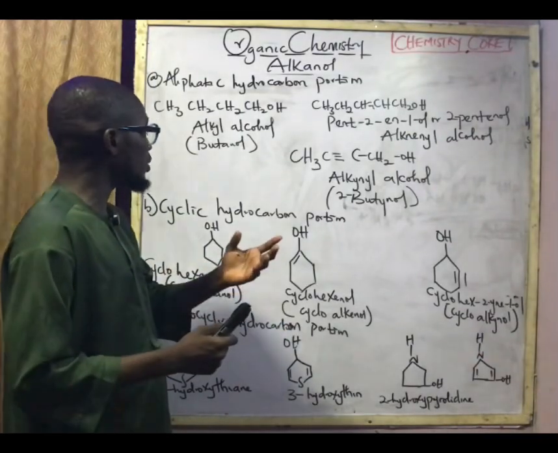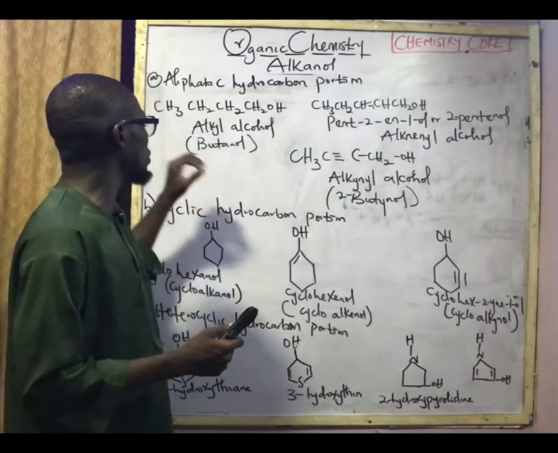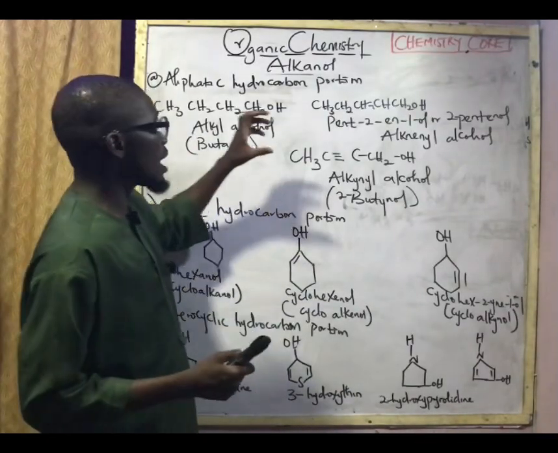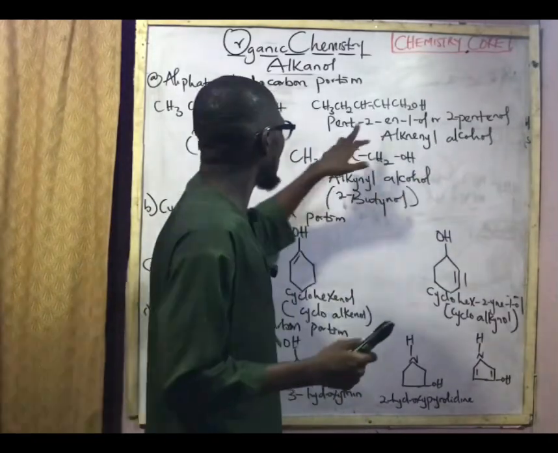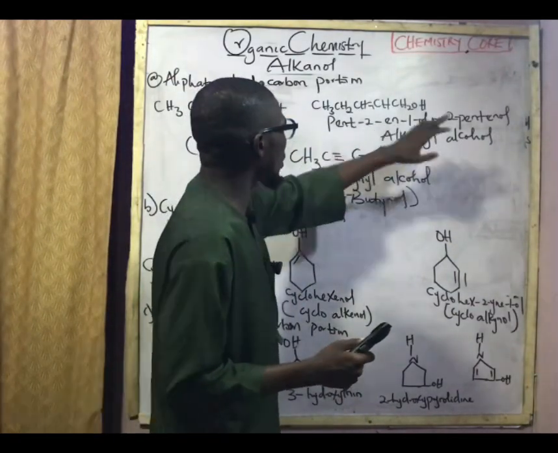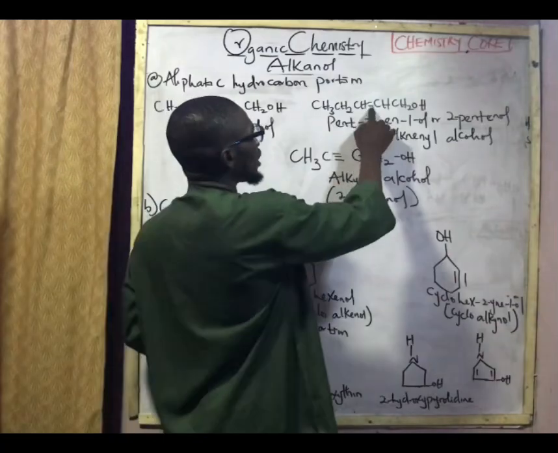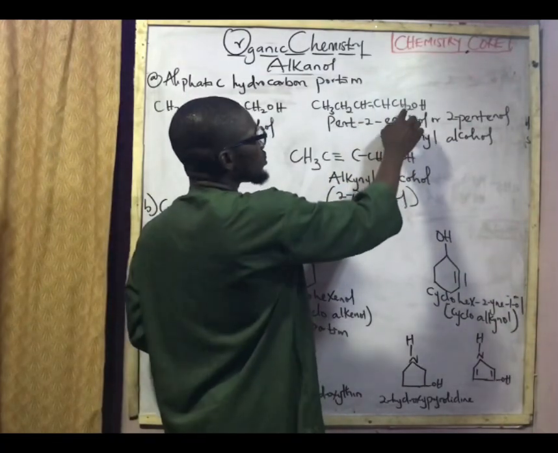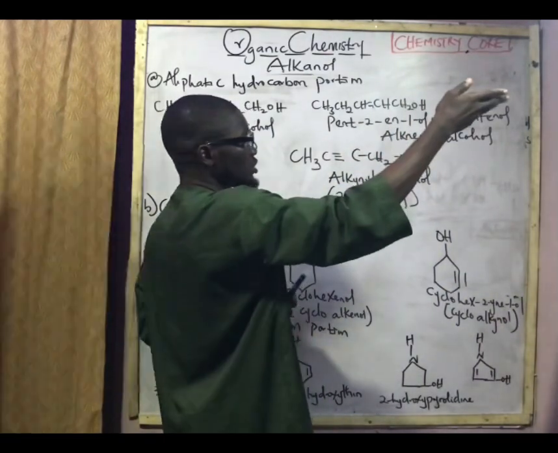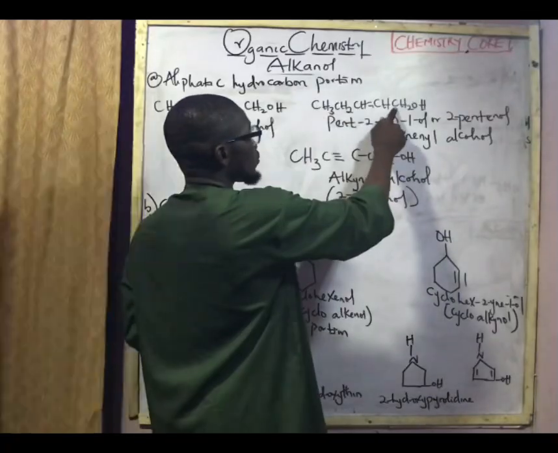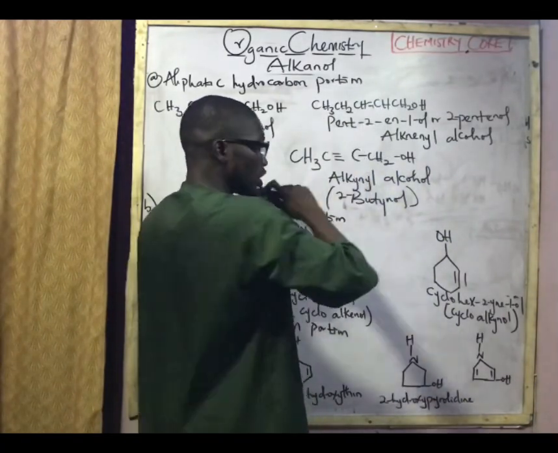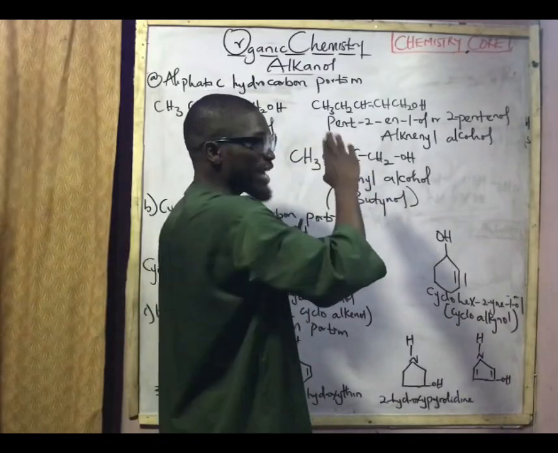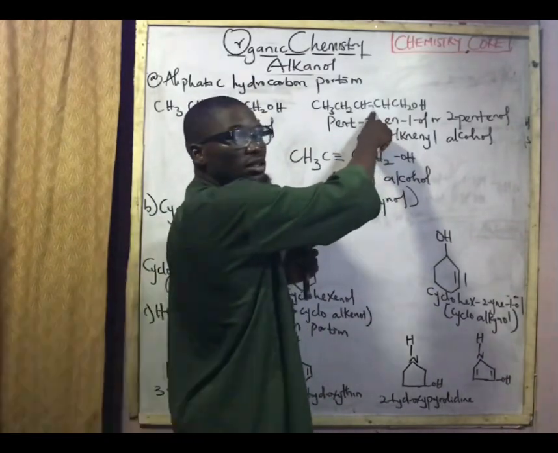So the first compound under the aliphatic hydrocarbon portion is butanol. So we have 2-pentanol, or we call it pent-2-en-1-ol. If you look at it, we have double bond here. If you look at the numbering, we start the numbering from the functional group. Don't forget, we have 1, we have 2, which is this 2 here, 3, 4, 5. The longest chain is 5. Give us what? Pent-2-ene, the double bond here.